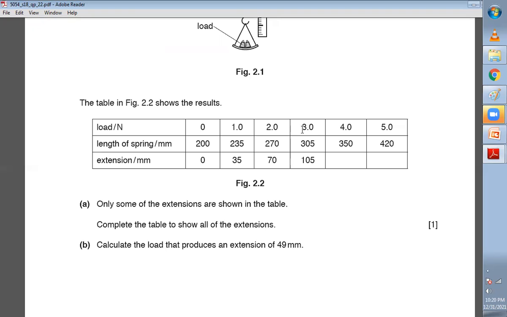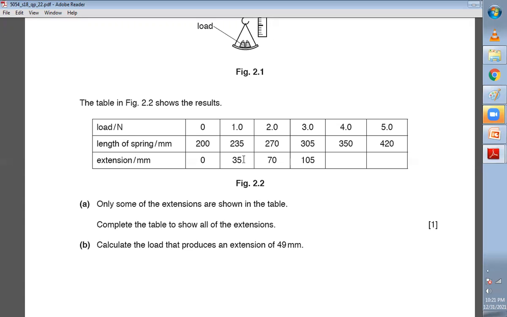So this third row is extension. So I can calculate the extension. How do you calculate the extension? The length at that load minus the length when there was no load. We say L minus L naught. The length of the spring at a certain load minus the length of the spring when there is no load. So if you put 1 Newton load and you want to find the extension, take the length at this moment minus the length when there is no load.